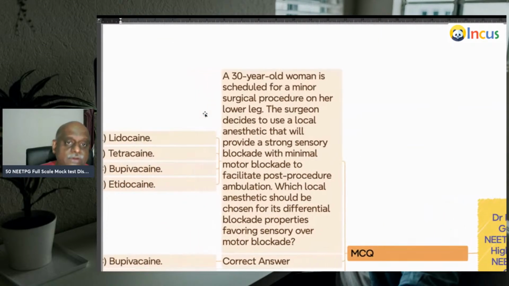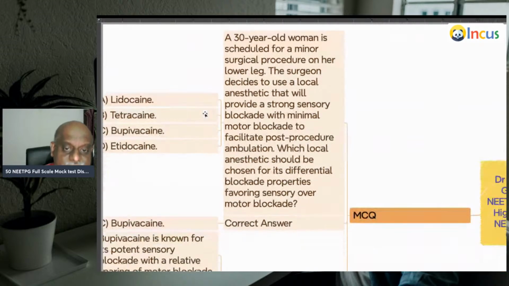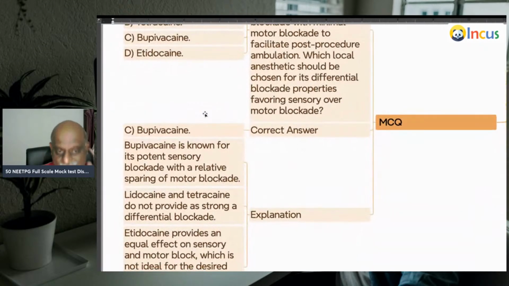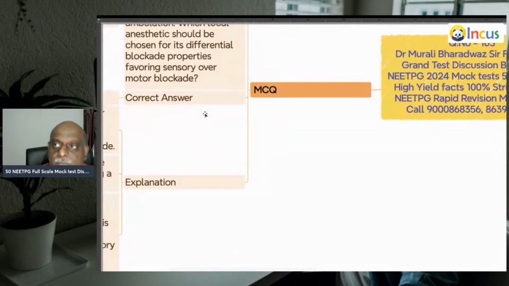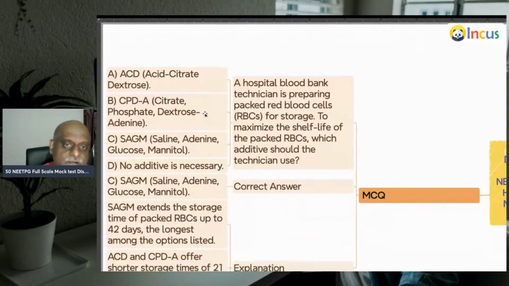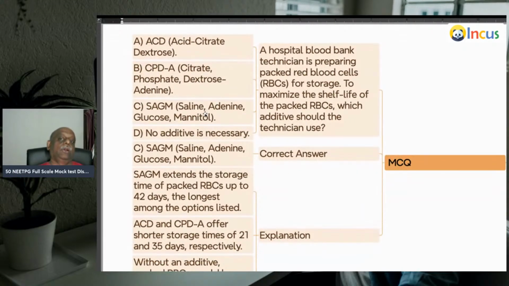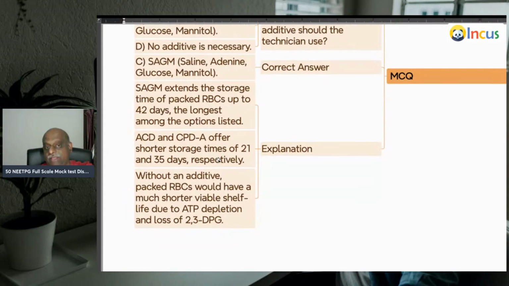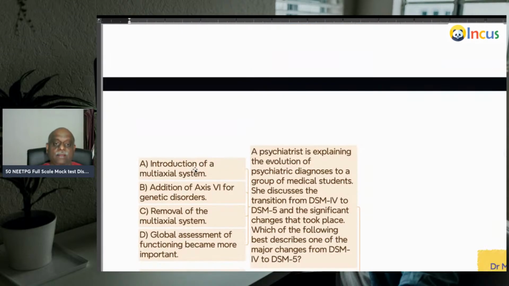A 30-year-old woman is scheduled for a minor surgical procedure. Which anesthetic will cause a differential blockade? That means sensory blockade with sparing of motor blockade is the feature of bupivacaine, is what you should remember. To maximize shelf life of the packed RBCs, what do you give? Saline, adenine, glucose, mannitol, SAGM will extend the storage of the packed RBCs up to 42 days.